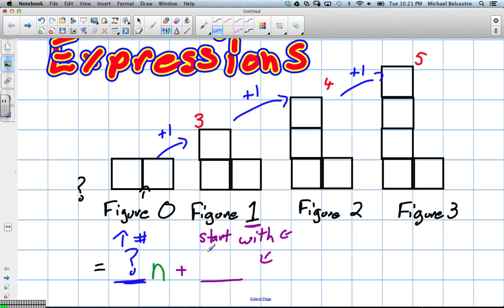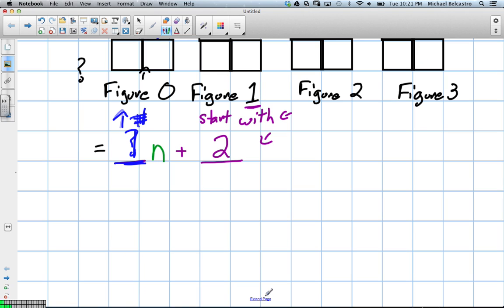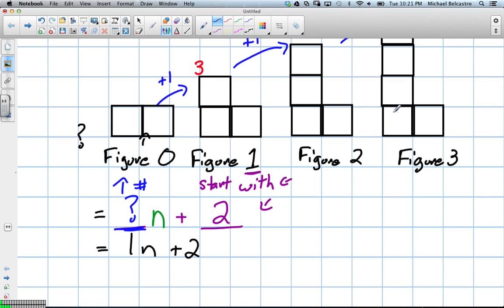Okay, so how many do we start with? The number 2. Okay, and then this arrow saying increasing number, this increasing number is how much we're going up by. Well, how much does it go up by every time? 1. So this number here is the number 1. So our expression is actually 1n plus 2. And that's the expression for this one right here.